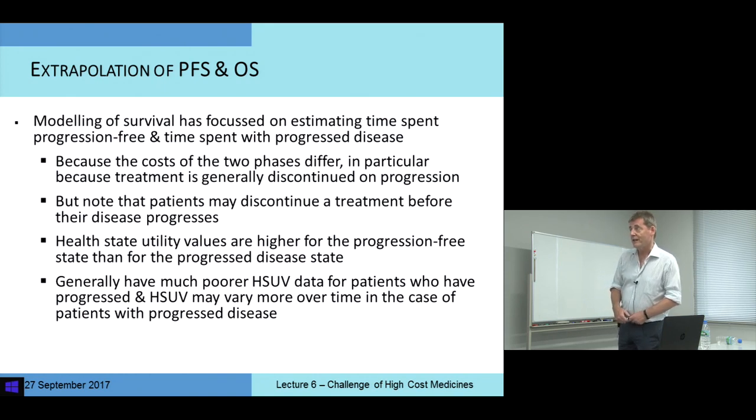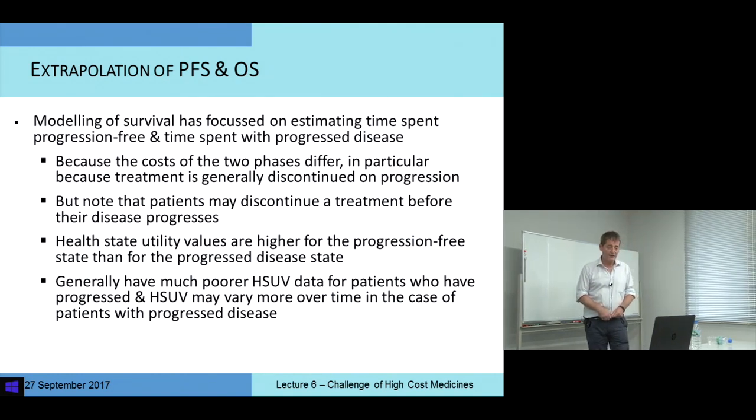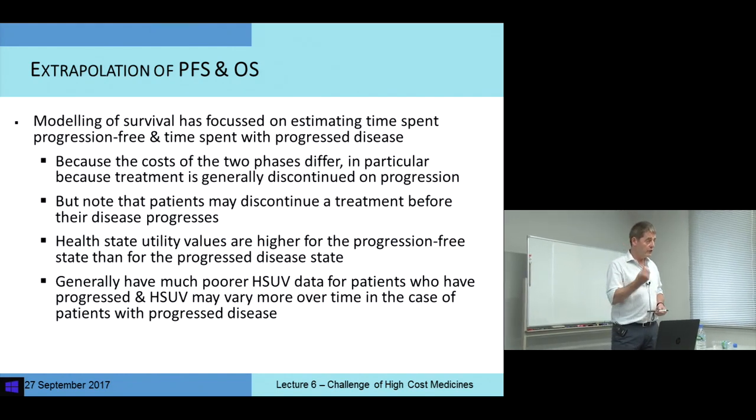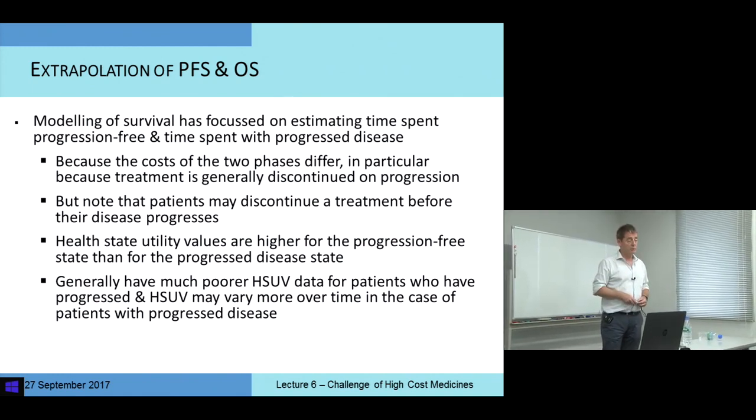But it's important to do it to distinguish between these progression-free and progressed health states, because the costs will vary. For a lot of these drugs, you stop the treatment on progression. And so you need to work out how long people are progression-free and therefore still getting treatment. It's also the case that the health state utility value, the weight attached to progressed disease, is lower than the weight attached to progression-free. People are healthier while they're progression-free.